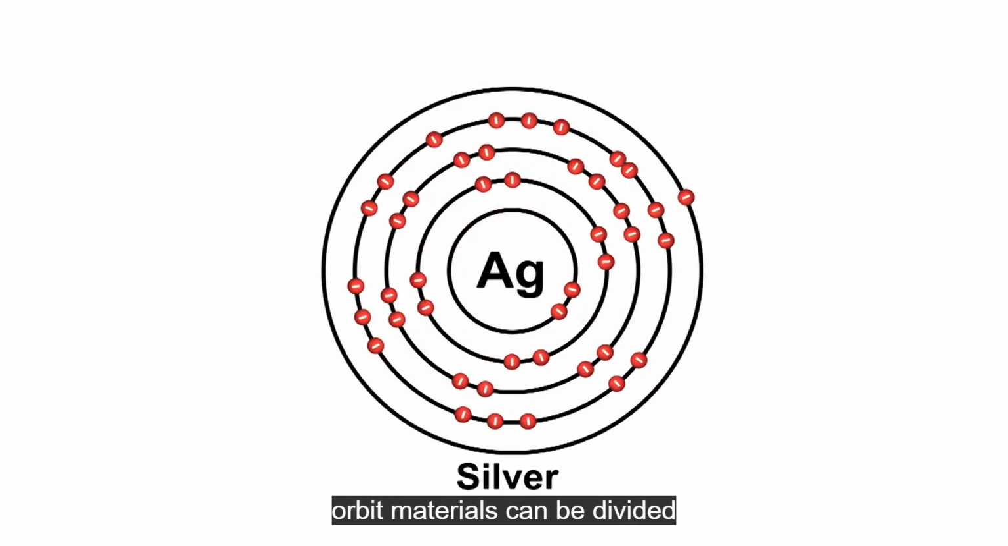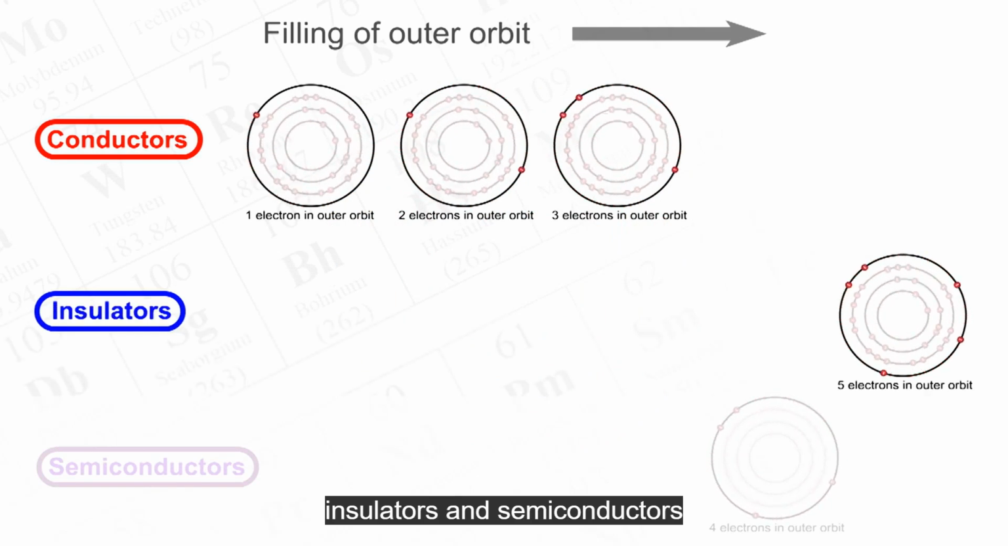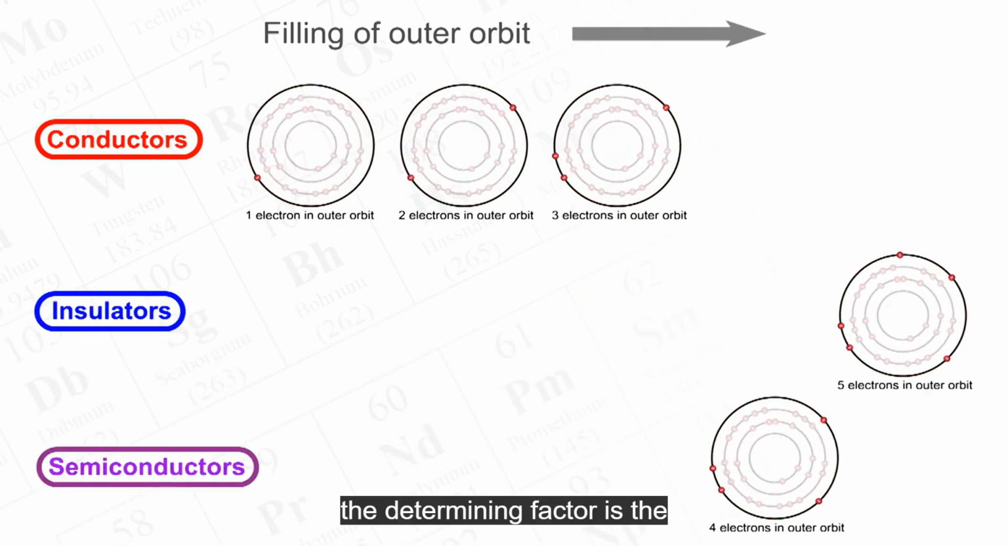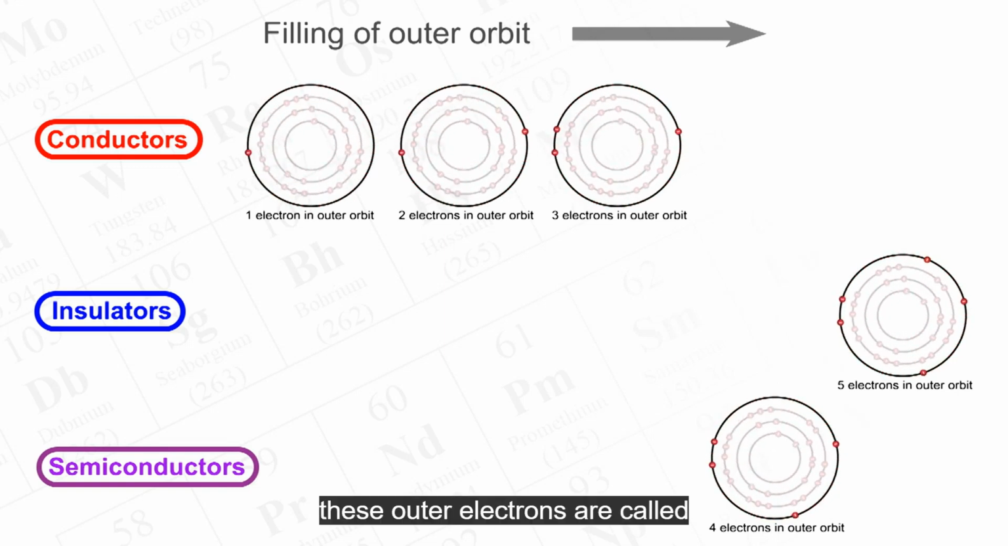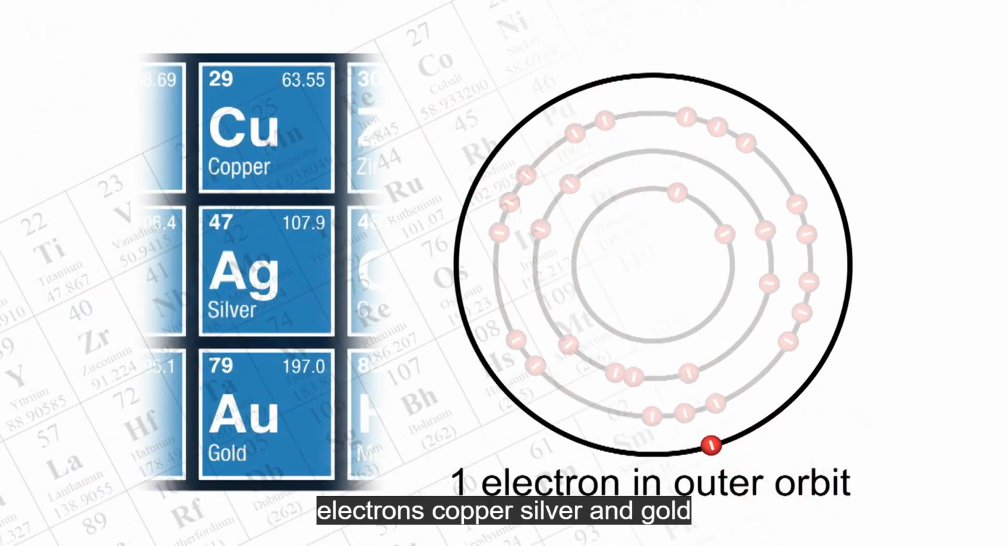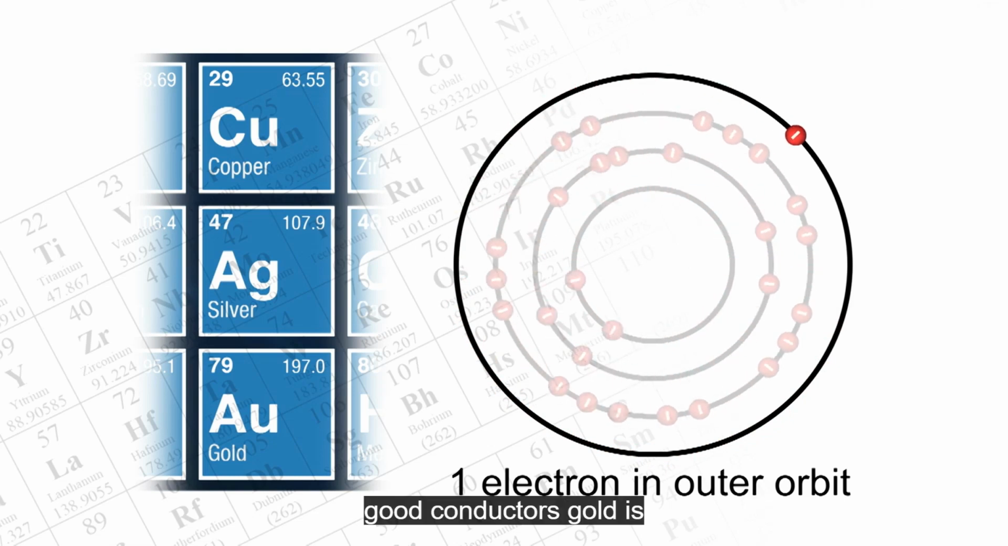in the outer orbit. Materials can be divided into three groups: conductors, insulators, and semiconductors. The determining factor is the number of electrons in the outer orbit. If there are 1, 2, or 3 electrons in the outer orbit, then the material will be a conductor. The fewer electrons in the outer orbit, the better the conductor. These outer electrons are called free electrons because they are not held as tightly in their orbit as the other electrons. Copper, silver, and gold all have one outer electron, so they are very good conductors.